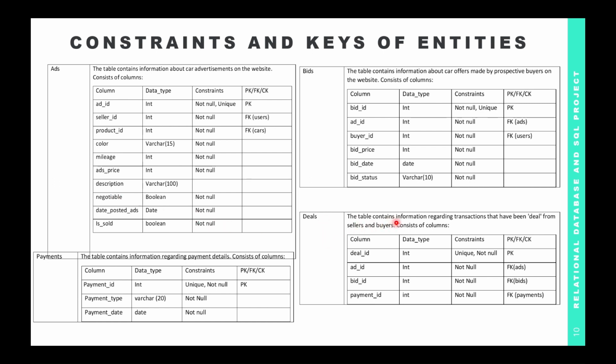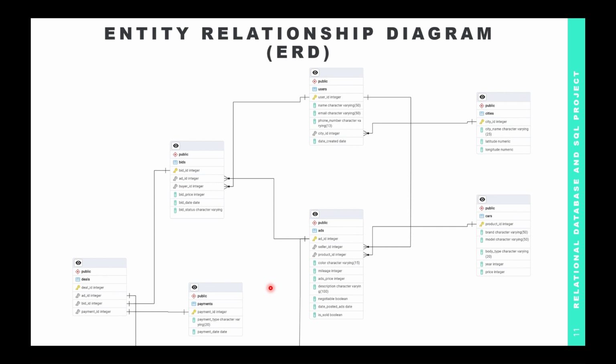Next we have deals. The deals table contains information regarding the transactions that have been made, or the transactions that already happened between the sellers and the buyers. It has deal ID as the primary key and foreign keys from advertisement, bids, and payments. Next we have payments, the table that contains information regarding the payment details, with payment ID as the primary key. This is the entity relationship diagram for the tables that we have identified before. Suppose that we have this. It's the deals table. It has a one-to-one relationship to payments, ads, and bids, and so on.